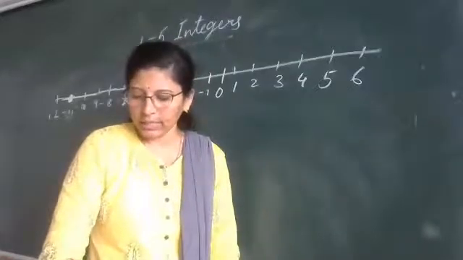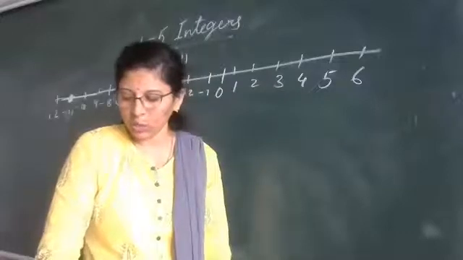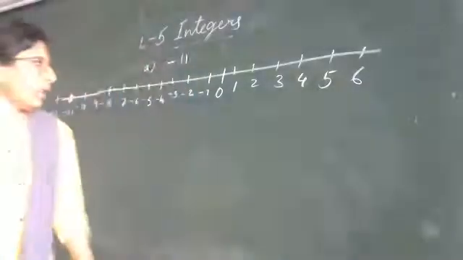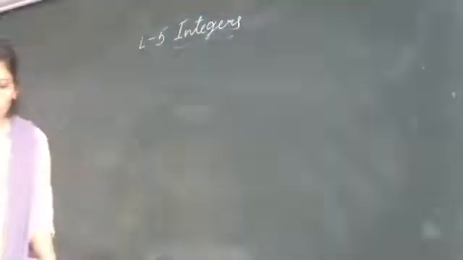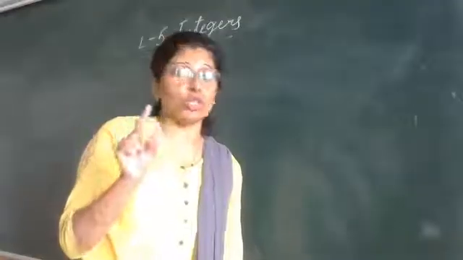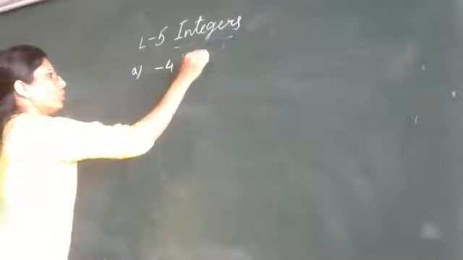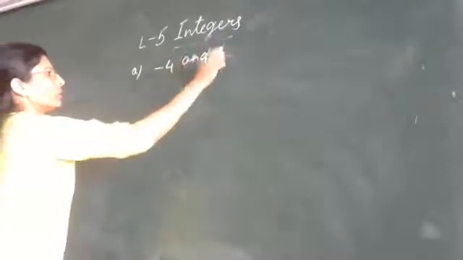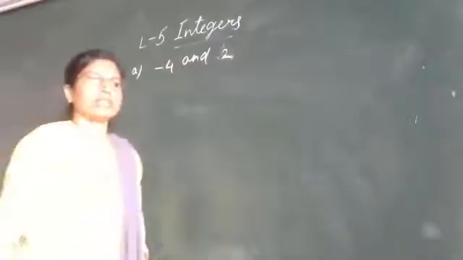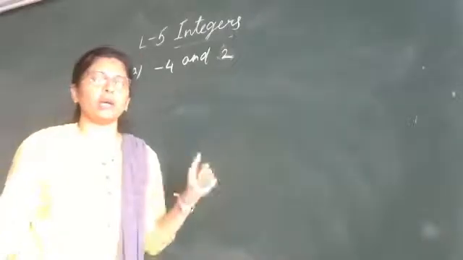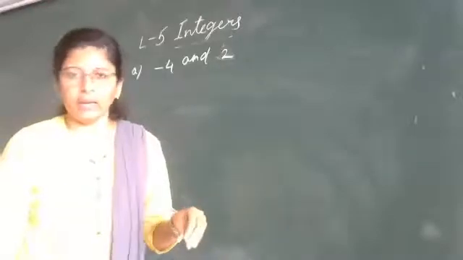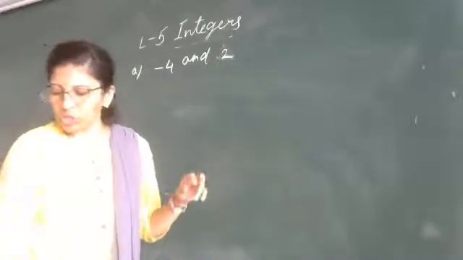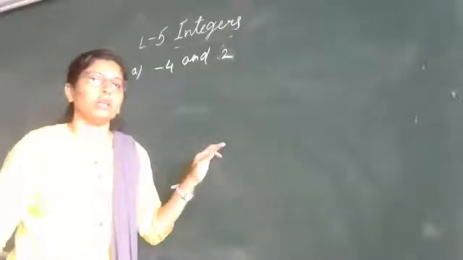Okay, see now. Write all the integers which come between the following pairs. Now they have given numbers here. We have to write all the integers. So integers means positive will also come, negative will also come. So minus 4 and 2. Which integers will come? Start from the smaller number, in between.